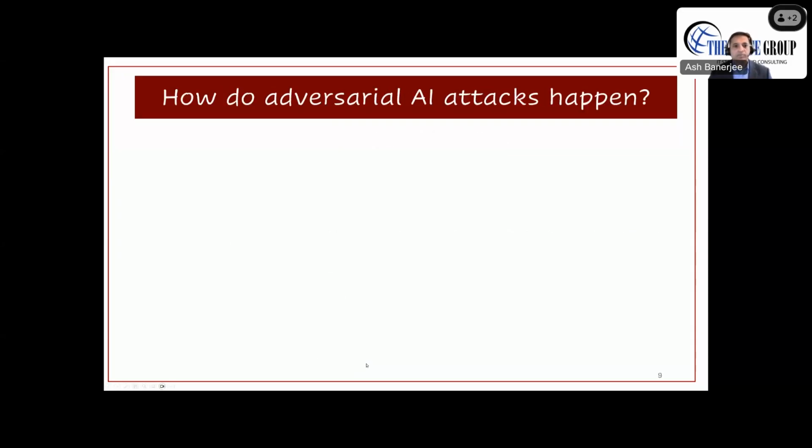Thanks, Ash. Now that we have an understanding of what adversarial AI is and the broad categories of threats related to it, here is an overview of how adversarial AI attacks happen. These attacks are complex and not very easy to track, obviously, but at a very high level, these are the steps that a malicious actor would take to compromise an internal AI program in any organization.